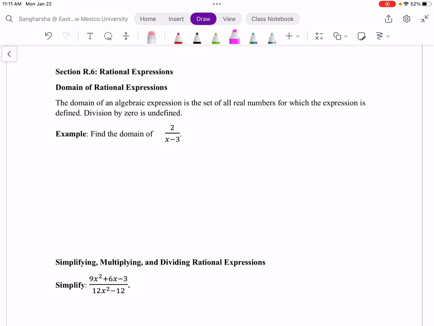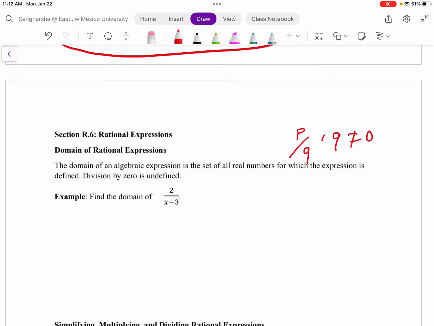How do we define the rational number? It's pretty similar with the rational expression. If you have any number of the type p over q, and q is not equal to 0, these are the rational numbers, right? This is what we did on the very first day.